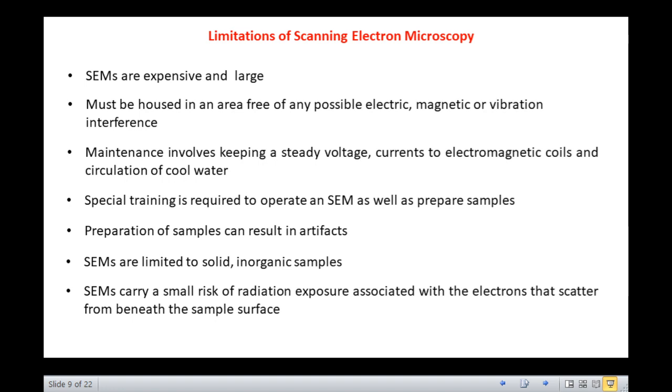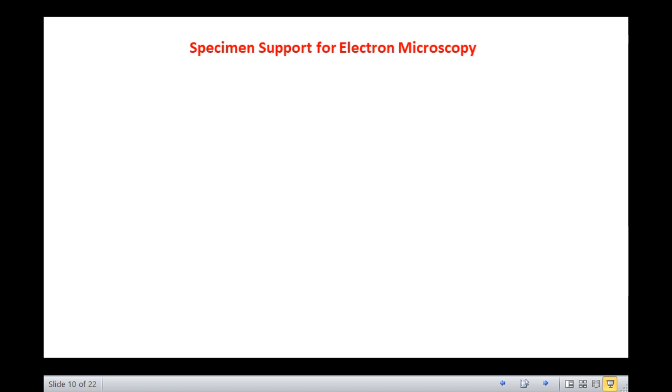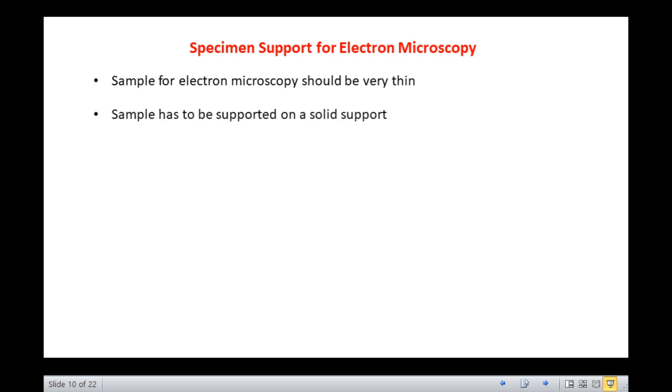In the case of light microscopy, we use the glass slide as our specimen support. However, for electron microscopy, the specimen support is going to be different. Let us discuss this specimen support. The sample for electron microscopy should be very thin, otherwise no electron beam can pass through it to form the image. Such a thin section of the sample has to be supported on a solid support. A glass support is of no use since it is opaque to the electron beam.